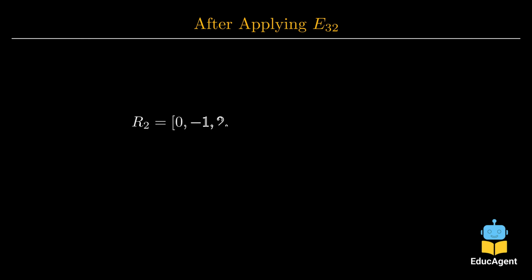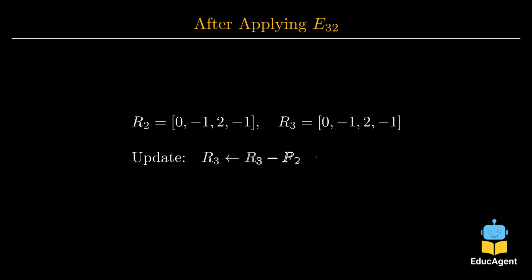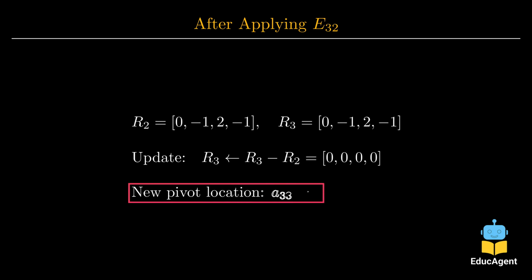Notice something special. Rows 2 and 3 are identical in the original matrix. So when we subtract row 2 from row 3, it becomes the 0 row. That means the would-be next pivot at position 3-3 becomes 0.